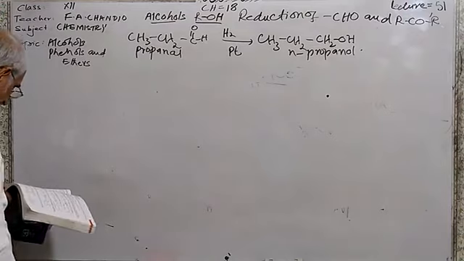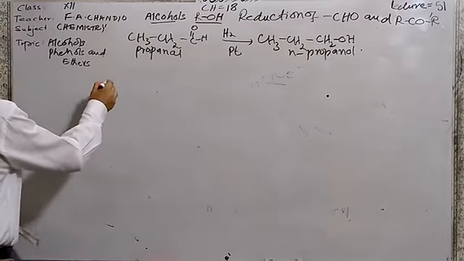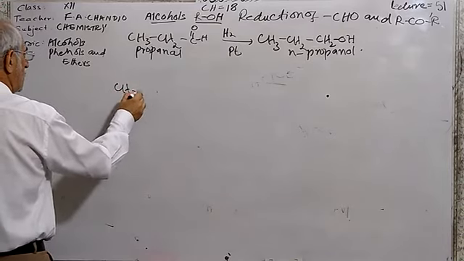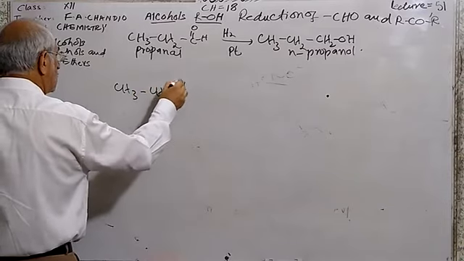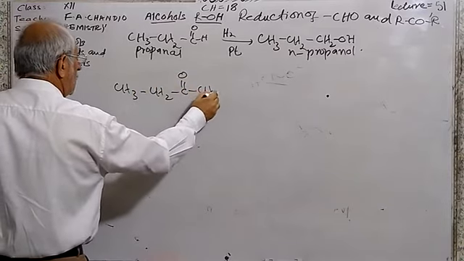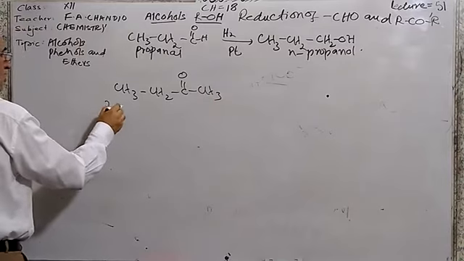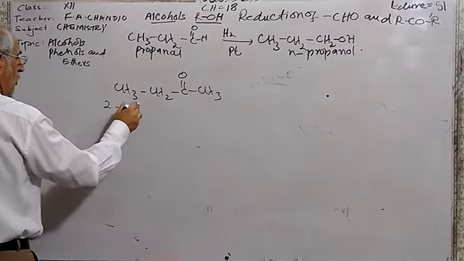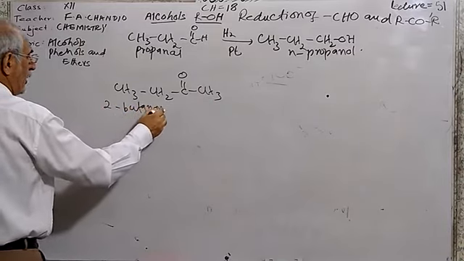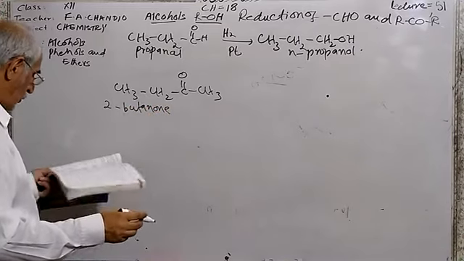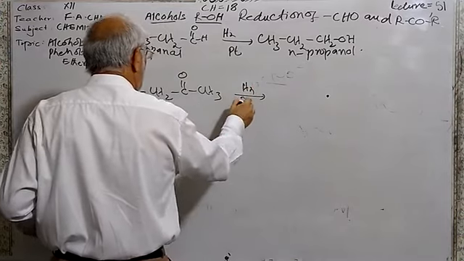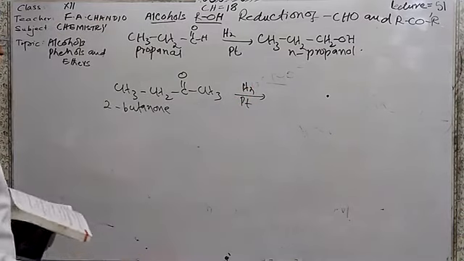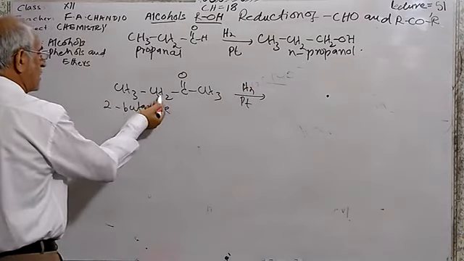The other method may also be used. With a ketone, CH3, CH2, giving 2-butanol, under the same conditions: hydrogen with a platinum or palladium catalyst. So this is CH3, this is CH3.